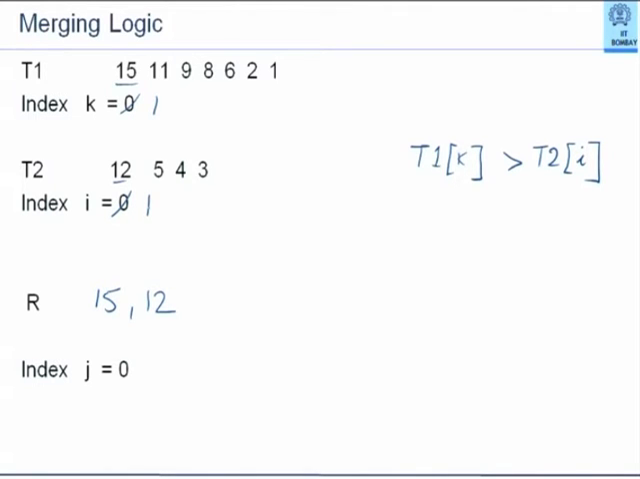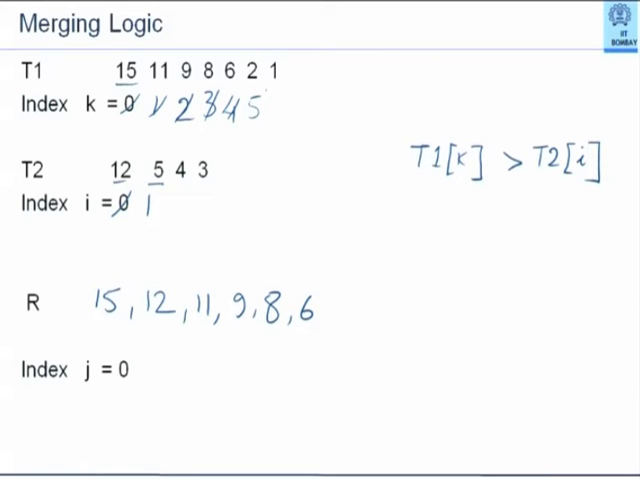Now I am comparing T1[1] and T2[1]. So what will go now? 11 and 5 are being compared. 11 is larger, so 11 will go here and this will become 2. Now 9 and 5 will be compared. Remember, now 5 remains the same for some time. 9 is greater, so 9 will come here and this will become 3. 8 and 5 will be compared. 8 will go here and this will become 4. Now 6 and 5 will be compared. 6 will go here, this will become 5.